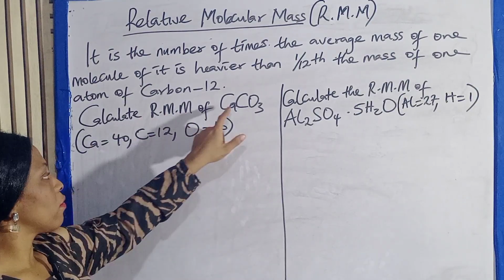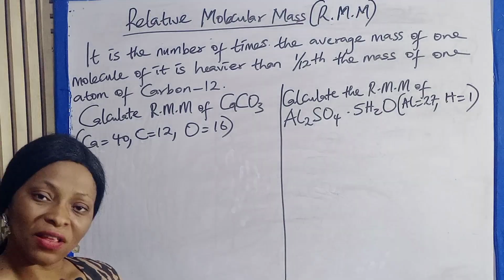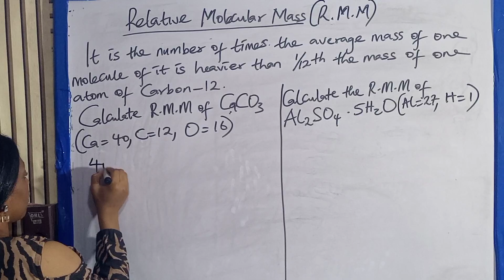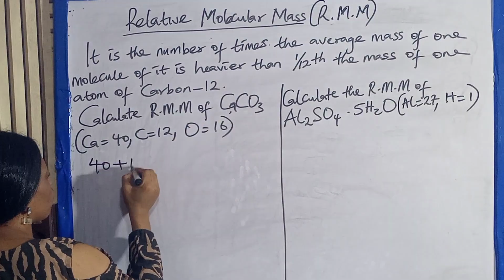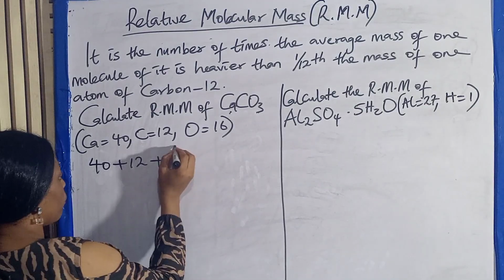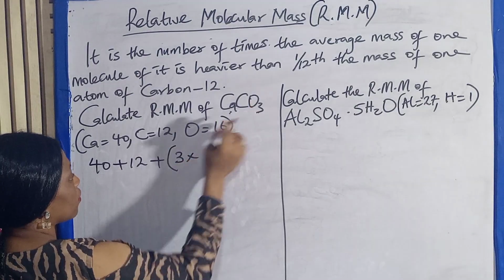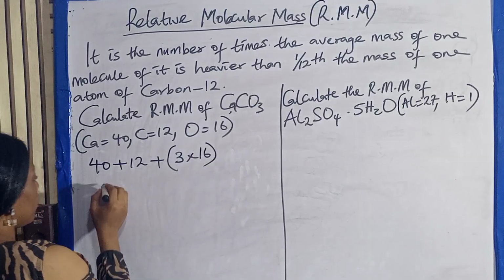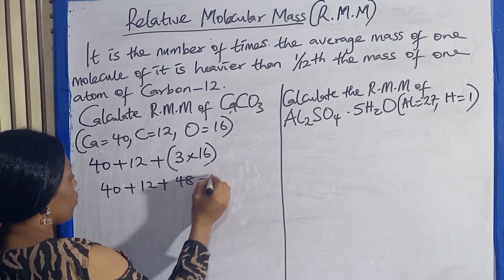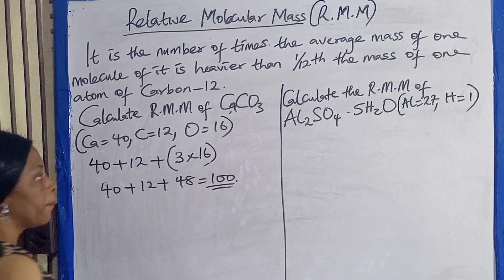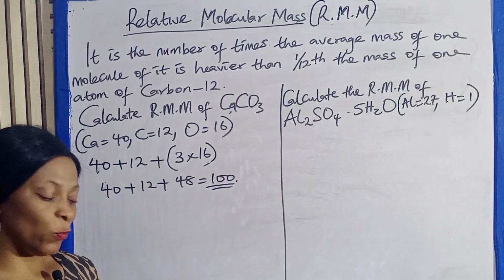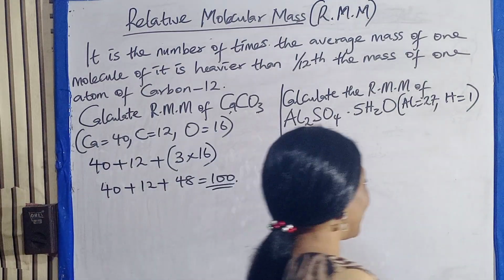Calculate the relative molecular mass of calcium trioxocarbonate(IV). It is very simple. So what do we do? Calcium is 40 plus carbon is 12 plus oxygen. This 3 is only for oxygen, so you put in brackets 3 times oxygen, which is 16. So this would be 40 plus 12 plus 3 times 16, which is 48. When you add up, you have 100. Please, relative molecular mass does not have a unit. Take note.